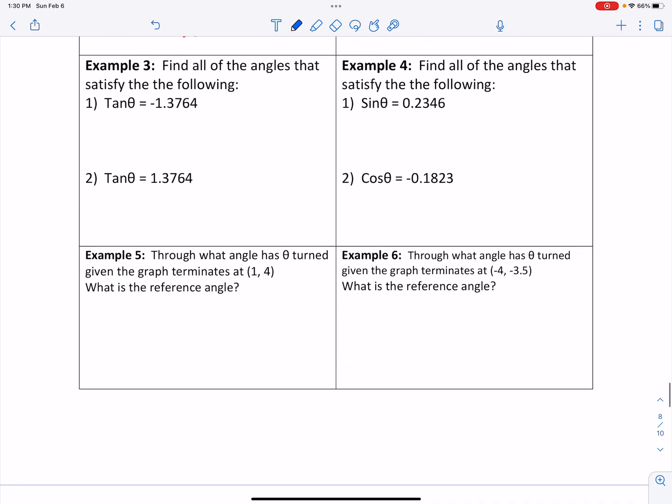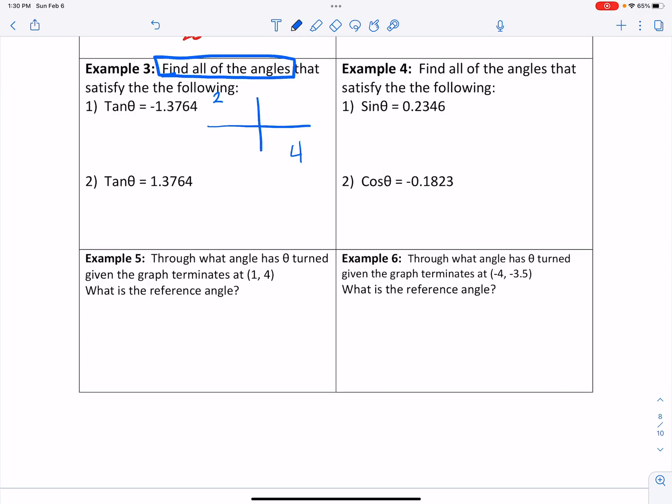All right. This is the part that's going to bother a lot of you. Find all of the angles. There's an infinite amount. So what I'm going to do, since tangent is negative, in quadrants 2 and 4. Okay, I'm going to get out my calculator. I did not mean 3. I meant 4. I drew it in 4, but I said 3.